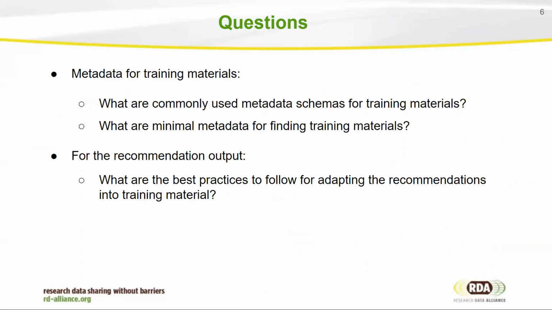So we would like to raise these two questions for discussion. The first question is about metadata for training material. What are commonly used metadata schemas for training materials? And what is the minimal metadata for finding training materials? So we can recommend including those metadata in the structured data.